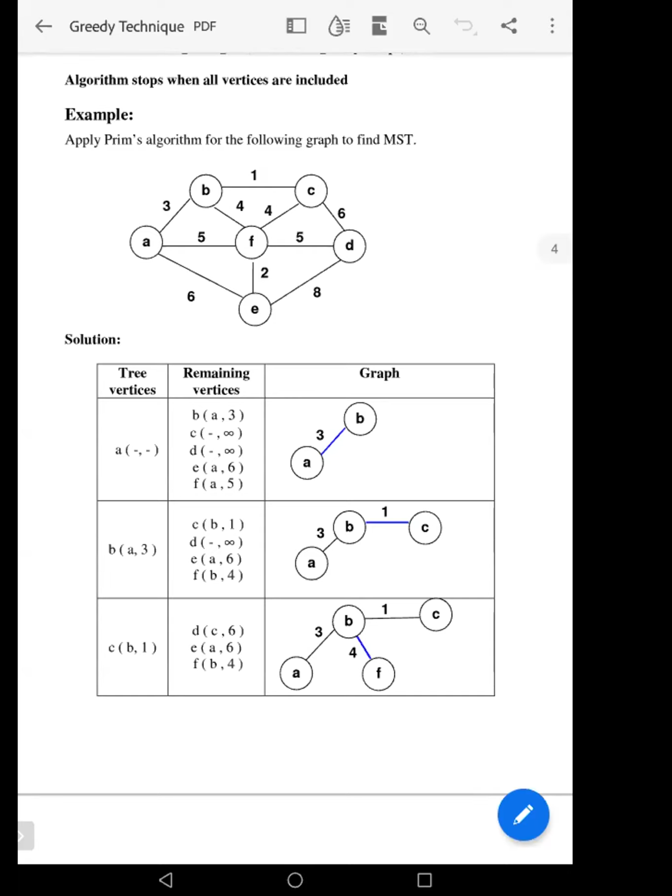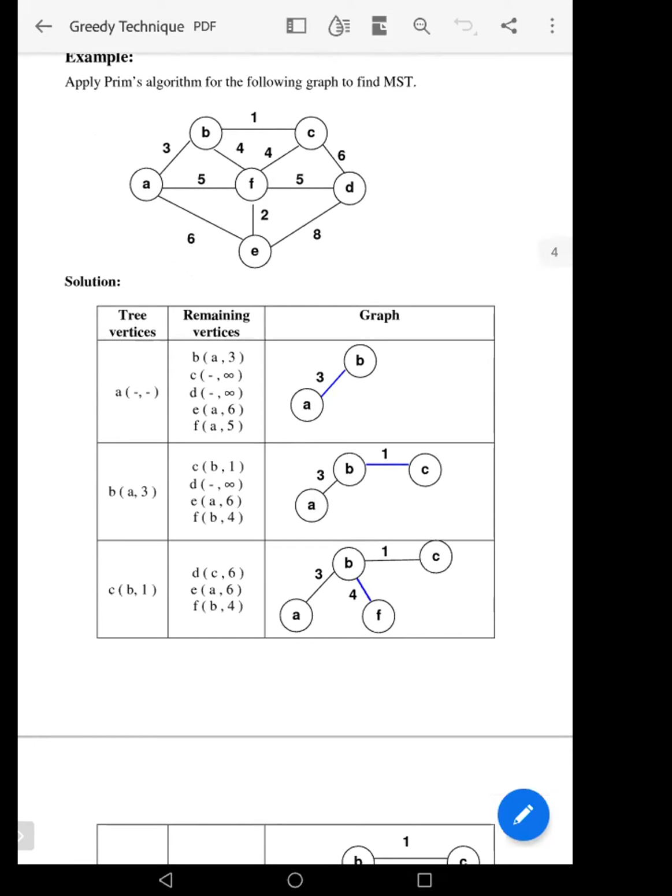Now when we take B, B comes to the first column, that is BA comma 3. Now the next time, under the tree vertices column, it is BA comma 3. Once any vertex is considered, it is no longer part of the remaining vertices. So when B is considered and A is already considered in the first step, the remaining vertices are C, D, E, F.